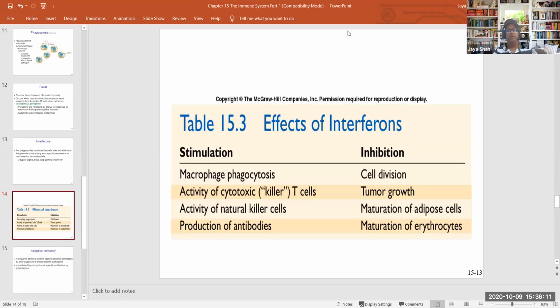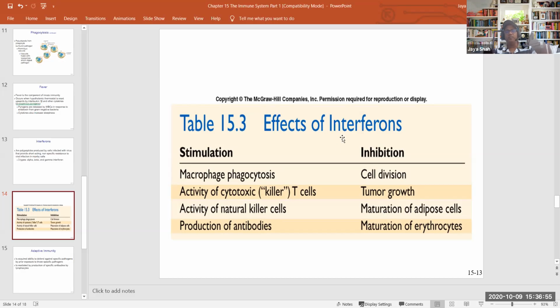Okay. So here, the effects of interferons. When interferon is produced, it has two kinds of function: stimulation and inhibition. It stimulates macrophage phagocytosis. You know, in non-specific immunity, macrophages and phagocytosis are a process. So it stimulates macrophage phagocytosis. It increases activity of T cells, particularly cytotoxic killer T cells. It also activates natural killer cell function, and it helps in production of antibodies by plasma cells.